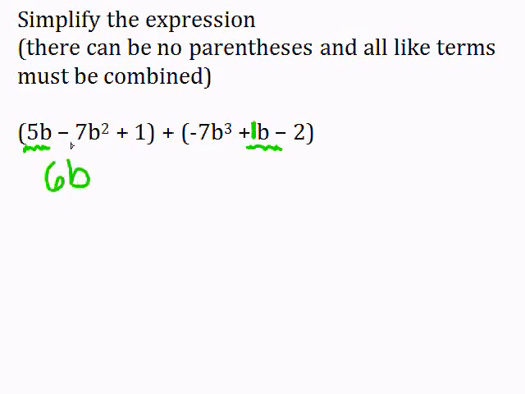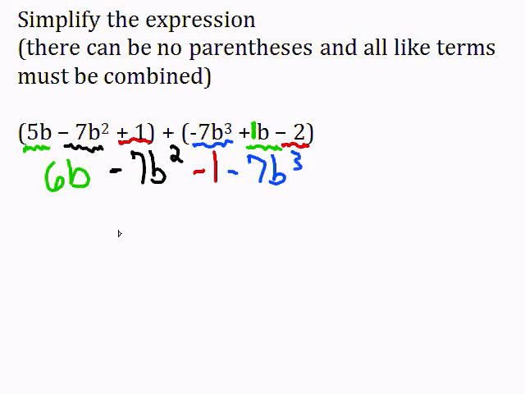Let's take a look at our next term, negative 7b squared. Are there any other b squareds? We look at it and we notice there are no other b squared, so I'm going to write it down, negative 7b squared. Then I look at the 1. Are there any other 1s? Or any other constants? We look and we notice there's a minus 2. So 1 minus 2 gives us a negative 1. And then we notice we also have in the other set of parentheses a negative 7b to the third. So we write minus 7b to the third power.